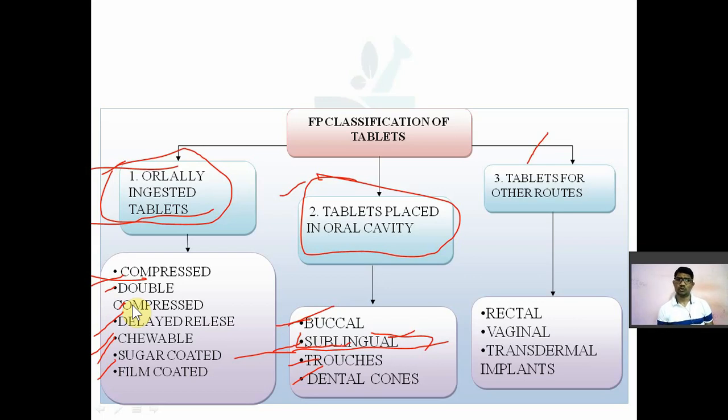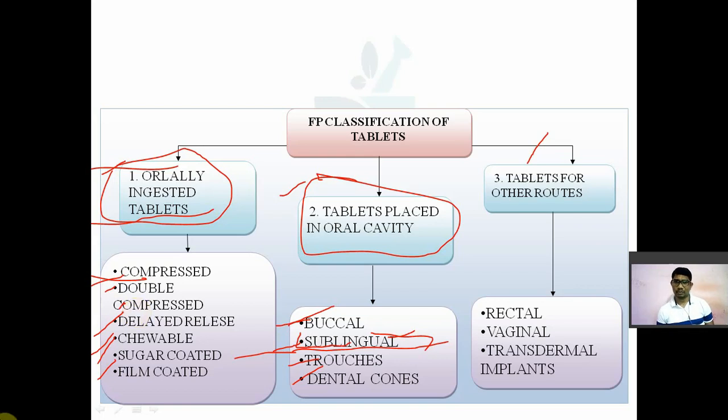And dental cones, dental cones are very small tablets. They are used in an empty socket of your teeth. So after tooth extraction, if a tooth is removed, in the socket that remains there is an accumulation of food particles, or in that area there is a development of microbial growth. Okay, so to prevent that, these kinds of tablets are made, known as dental cones.